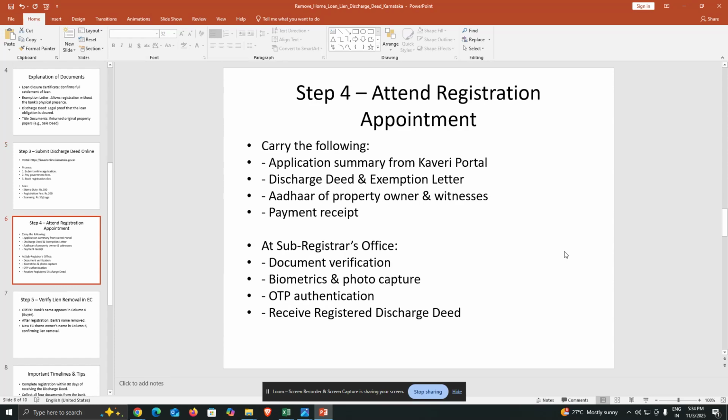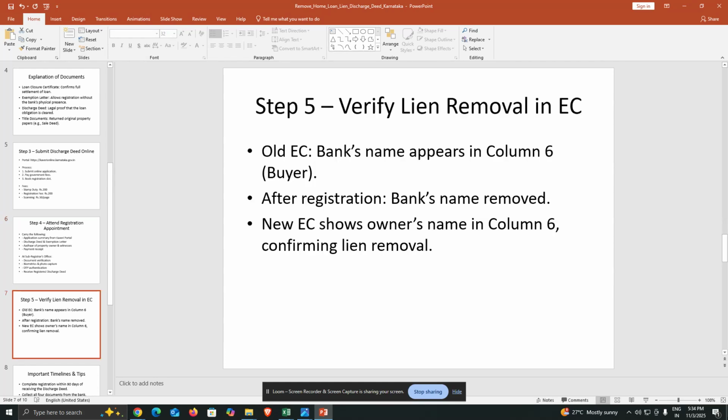As per the registration slot, carry the following documents to the sub-registrar office: your summary report, discharge deed, exemption letter, ID proof such as Aadhaar or PAN, and the payment receipt. At the registration counter, you must complete the biometric thumb impression, webcam photo and OTP authentication. Once the discharge deed is registered, your deed will be scanned at the sub-registrar office for digital record. Once it is scanned, the registered deed will be handed over to you.